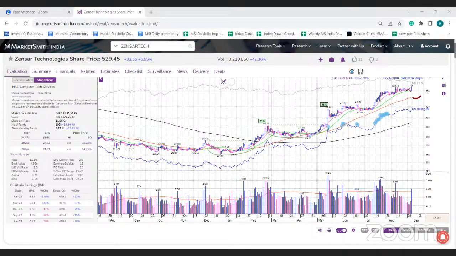See, for 3, 4, 5 sessions it was going down, but look at the volumes while it was going down, they were low. आज फिर से वो ऊपर गया, एक फ्रेश हाई बनाया, then look at the volume, it came in high. So ये चीज देखना रहता है. So this is quite positive whenever you are holding a stock or you are planning to buy a stock, and if you see these kind of actions, then that is quite positive.